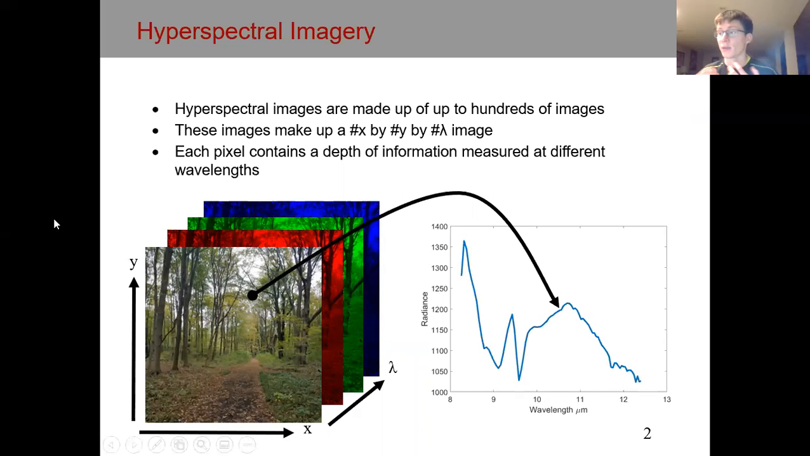In this project, I'm using hyperspectral data. Consider a normal color image where you have a red, a green, and a blue image. Together they combine to make a picture that you might take normally with your phone. Consider that each of these images is sampled at different wavelengths. You have red at 450 nanometers, green at 550 nanometers, and blue at 700 nanometers.